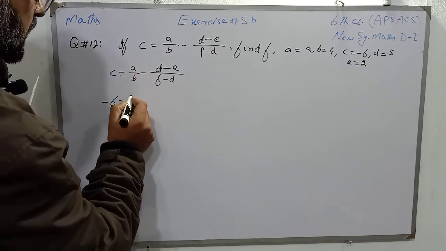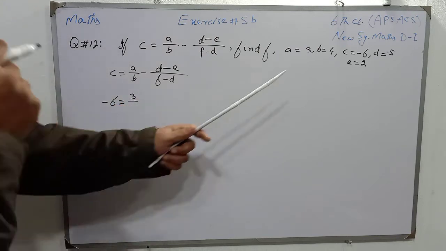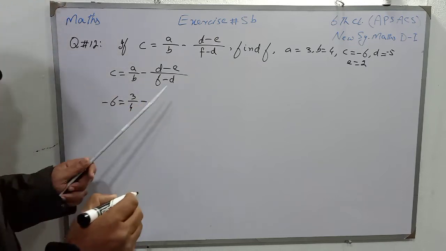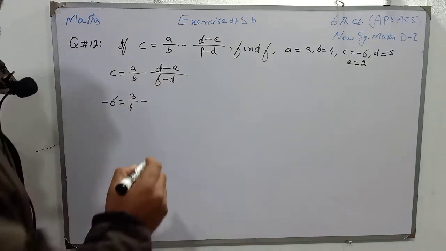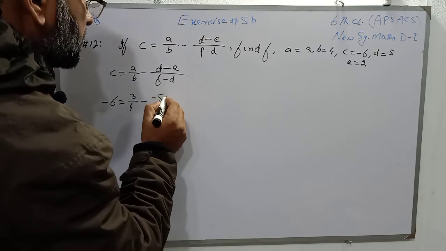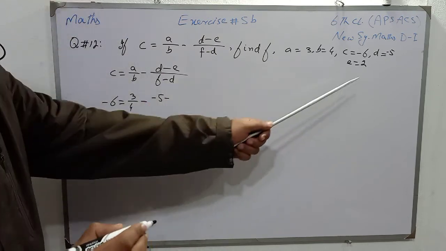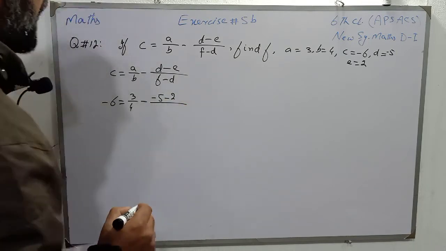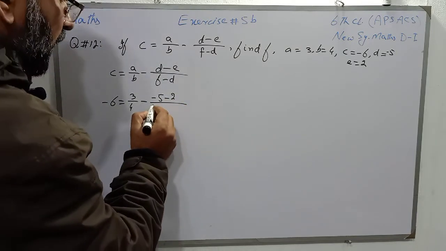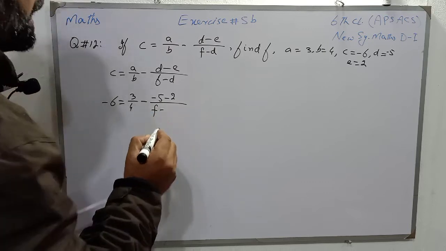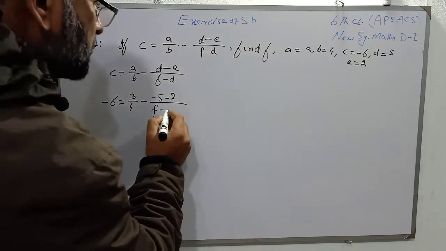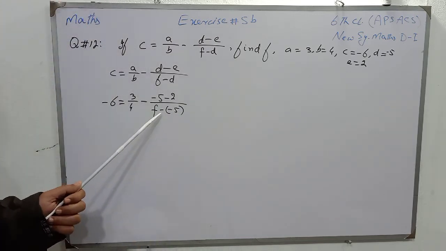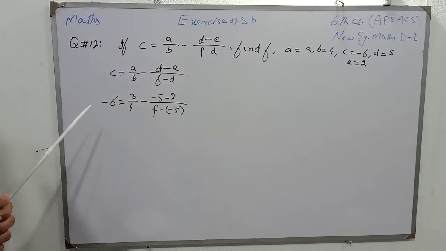the value of A is 3, so in place of A I will write 3 over the value of B is 4, so 4 is written, minus the value of D is minus 5, so I will write minus 5, minus the value of E is 2, so 2 will be written, and over F we have to find, minus D, and the value of D is minus 5, so it is written in bracket because there is minus before D.